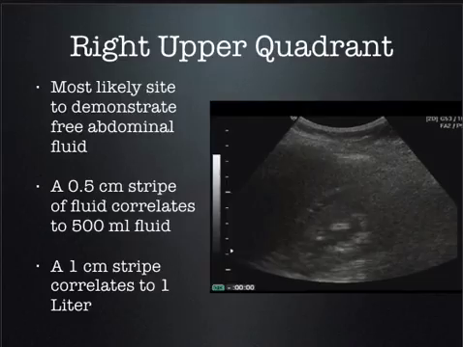All right, so let's look at some examples. This is the right upper quadrant, so this is the liver. This is the kidney. Everybody see the black stripe of fluid? Is it dark enough in here to see? If you look on the side, each one of these ticks is 1 centimeter between them. So if you map this stripe of fluid out over here, it's about a 1/2 centimeter stripe of fluid. So that's about a 1/2 liter of blood on that patient.